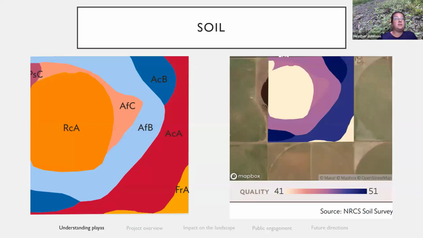Here's a soil map of a typical playa. The left side is showing your soil maps. Playas will always have that clay layer, and then it's usually surrounded by a clay loam or a sandy loam at the periphery, and then it goes out. So you almost always see this ring around playas as well.